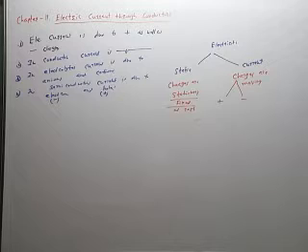Only the names of the particles are different. In case of a conductor, these are the protons and electrons. In case of an electrolyte, they are anions and cations, and in semiconductors, they are electrons and holes. So this is about the flow of the current in various materials.